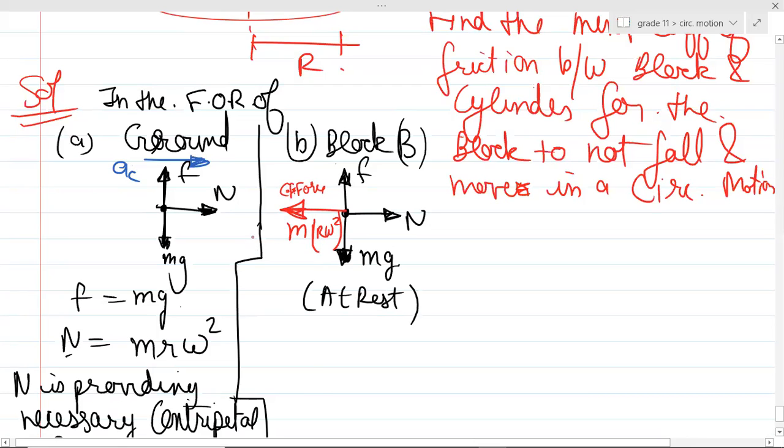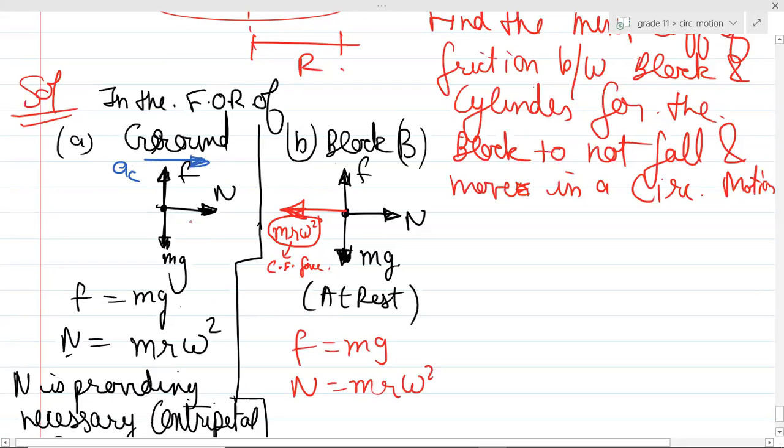Is this clear, guys? Are you understanding this particular thing? Everyone, are you understanding this thing? Yes, sir. Omega square. This is your centrifugal force. So now, if this is at rest, again, can you see f is equal to mg and N is equal to m r omega square. So it doesn't matter whether you think like this or like this. Ultimately, our equations are going to be the same. And when the equations are the same, you can just solve it.